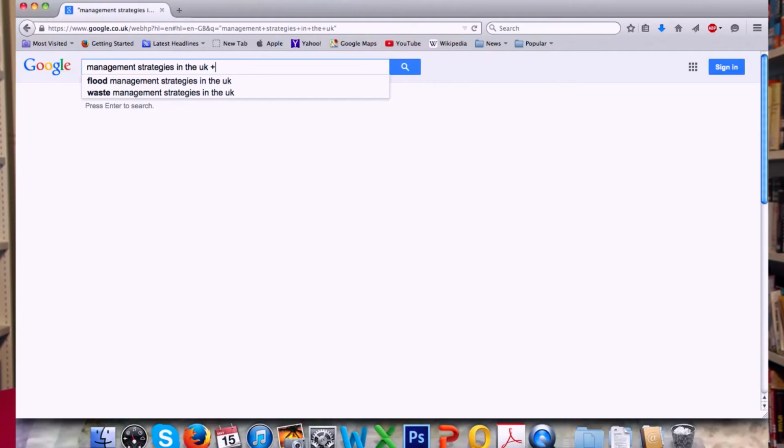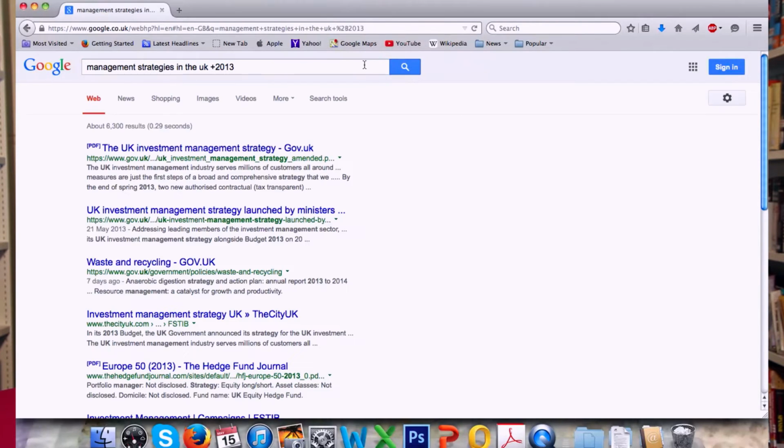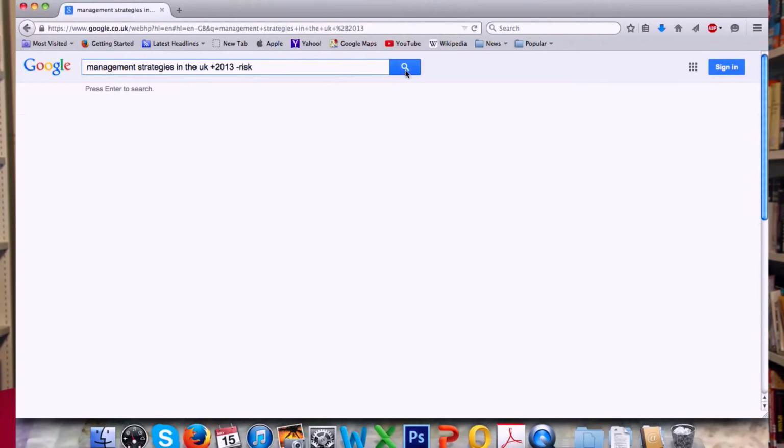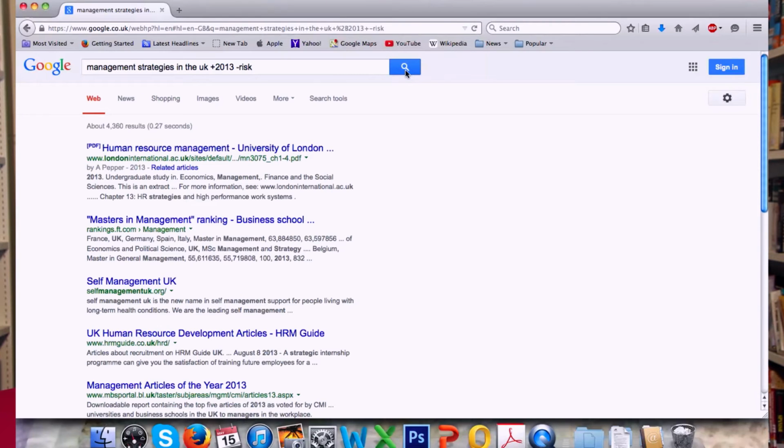Furthermore, much of the information in the search contains the subject risk management. To further refine the search to exclude the term risk, a minus sign can be included in the search. This then removes the phrase risk from the search. In addition, it is possible to look for the word in the title of the website by typing in title, colon, and then the word.